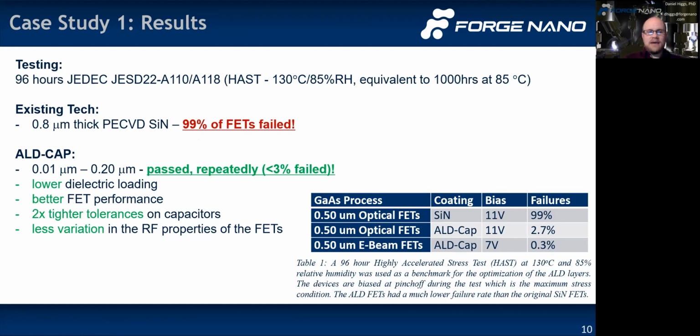In addition to that, the ALD-CAP had benefits such as lower dielectric loading, better FET performance. We were able to get a 2x tighter tolerance on the capacitors because the ALD coating was so conformal and thin. And there was less variation in the actual RF properties of the FETs, which is also a great benefit of the ALD coating. Here in the table, you can see a few of the failure rates for the optical FETs and E-beam FET with the silicon nitride standard existing tech compared with the ALD-CAP.